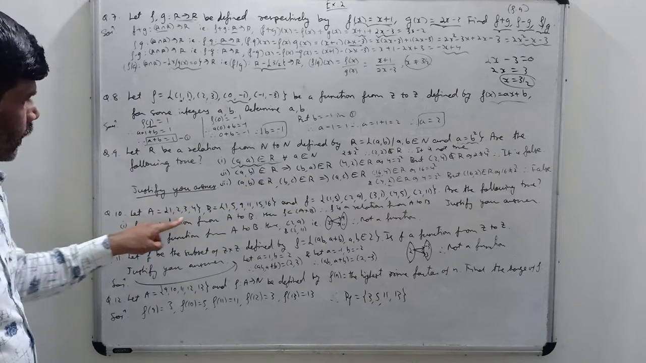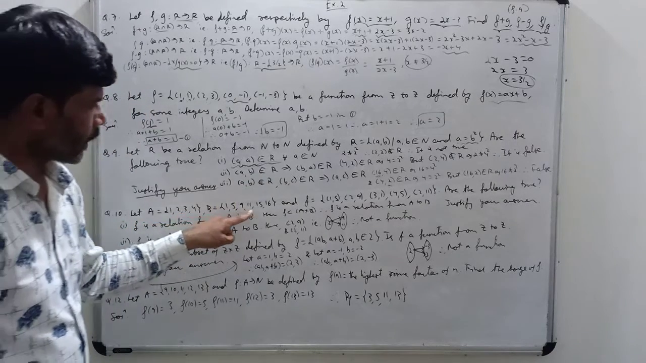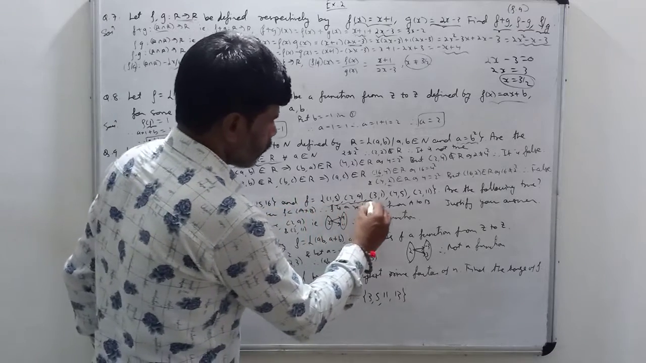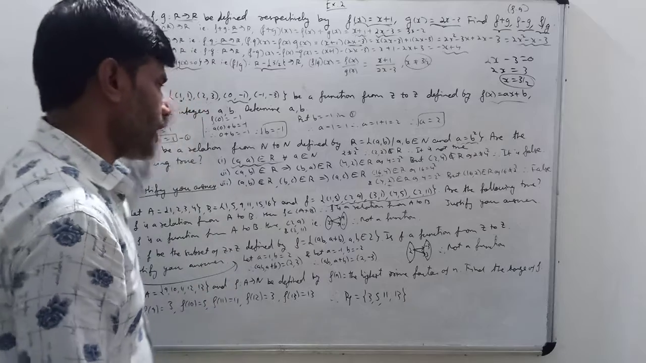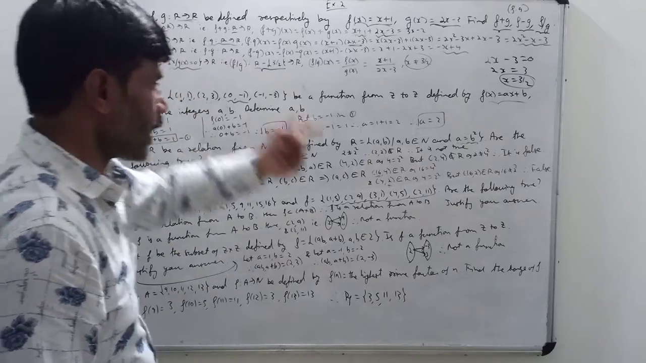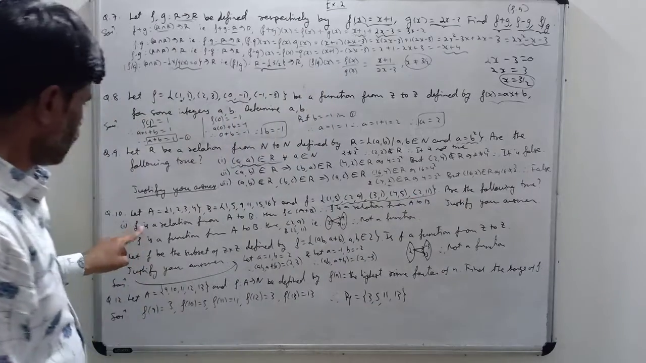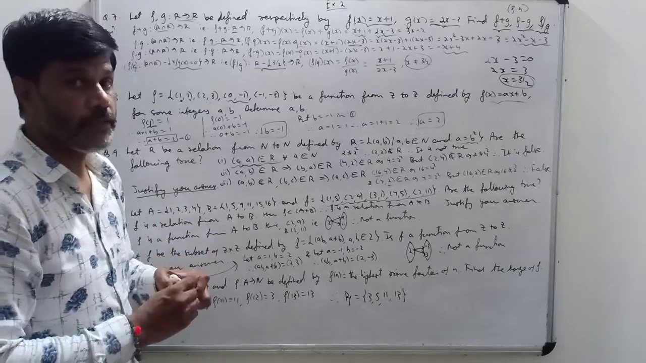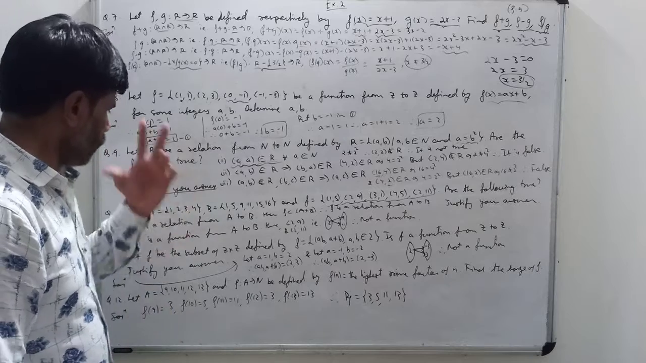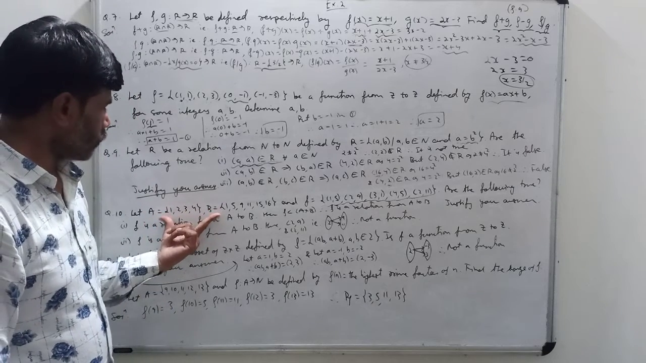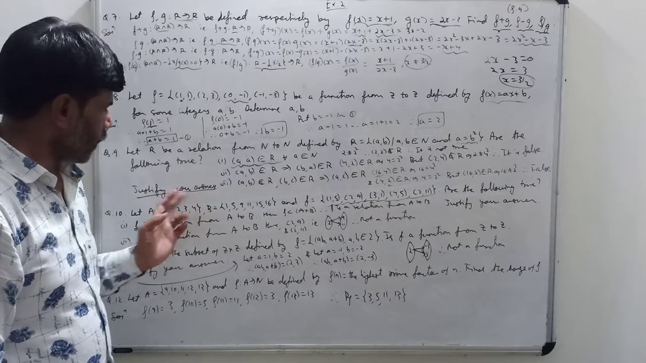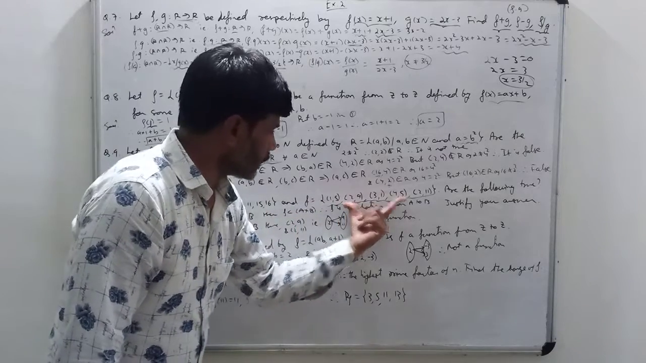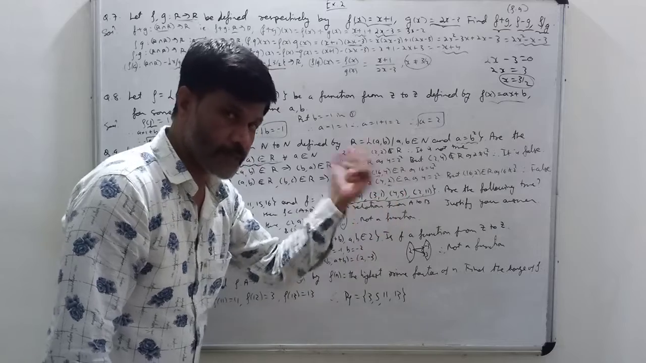Now question number 10. Let A = {1, 2, 3, 4}, B = {1, 5, 9, 11, 15, 16}, and F they have defined as {(1, 5), (2, 9), (3, 1), (4, 5), (2, 11)}. They are asking, are the following true? First, F is a relation from A to B. Relation means what? A subset of A cross B. A cross B elements will be: first elements of A will come and then elements of B will come. Now let us check, does this F, the set they have defined, is a subset of A cross B?